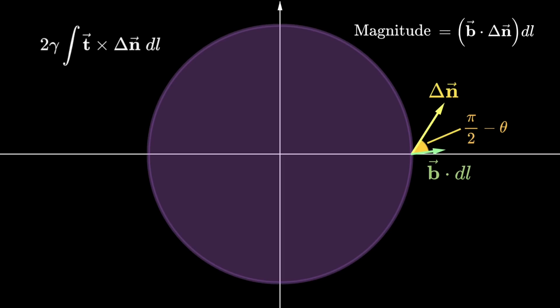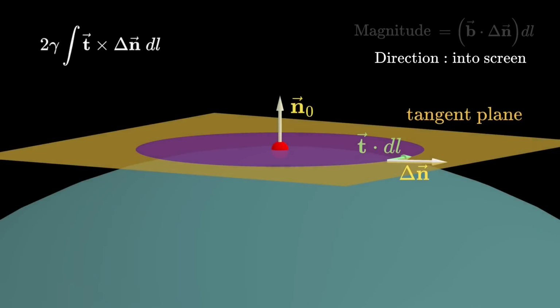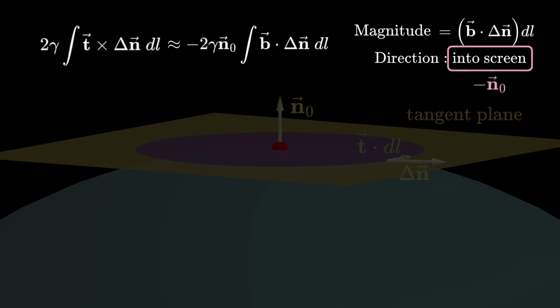What about the direction of the cross product? Because both t and delta n are on a plane, the direction must be perpendicular to this plane. In this case, if you follow the right-hand rule, it points into the screen. If we go back to the whole picture and use the right-hand rule again, more precisely, the direction is opposite to n0. Most importantly, the direction is constant, so during the approximation, we can pull it out of the integral and we are left with the integral of b dot delta n.